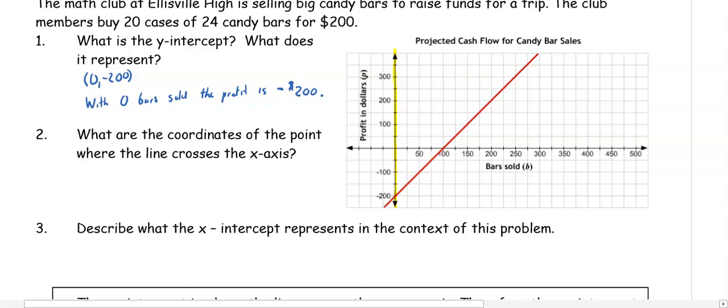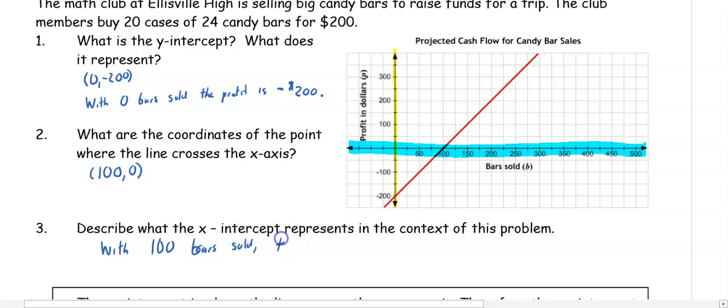So in number 2, it says, what coordinate does it cross at the x-axis? So the x-axis is our horizontal axis. We are crossing at 100, 0. And in this case, this means with 100 bars sold, the profit is $0, which means at this point they've made back their money for selling the candy bars, so anything above that is going to be a profit for them.